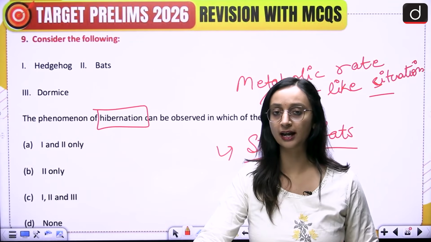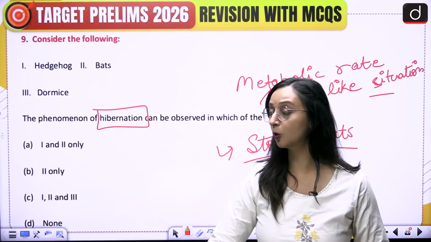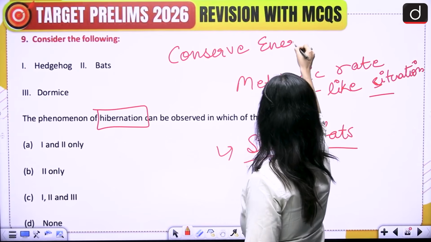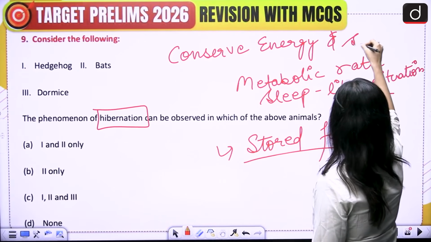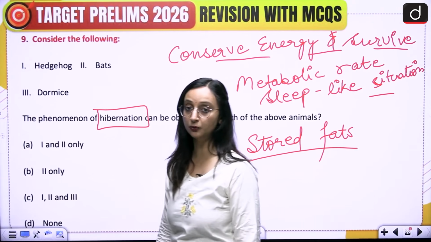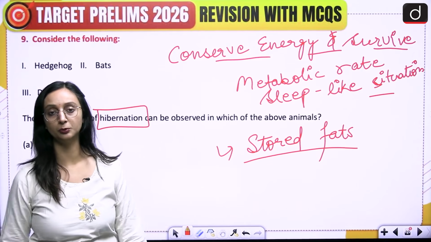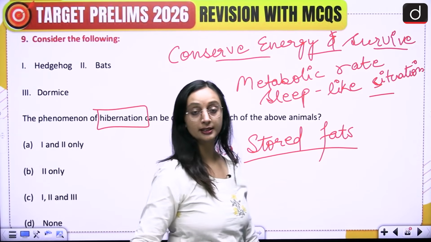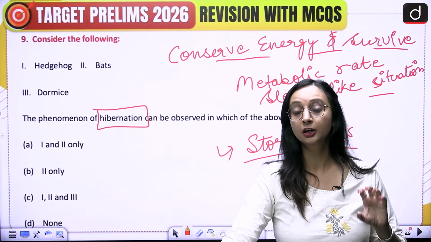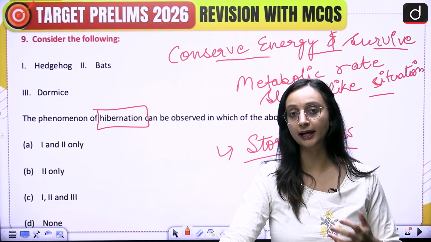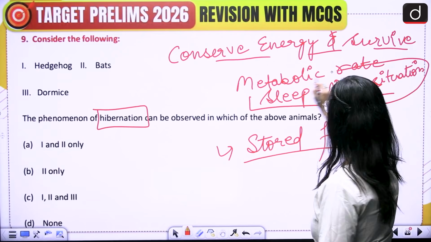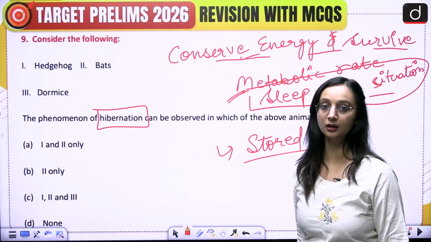They will try to control their activity as much as possible, because the goal is to do what? The goal is to conserve energy and survive. The weather conditions are not conducive for them to go out and look for prey, or to be very active. So they decide on reducing their metabolism by reducing their activity and entering a sleep-like situation. Okay, that is what hibernation is, and this is done to conserve energy.